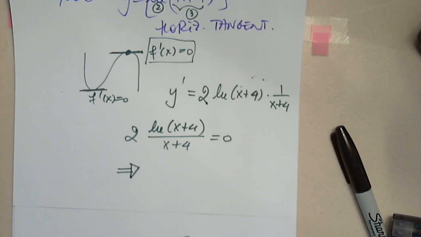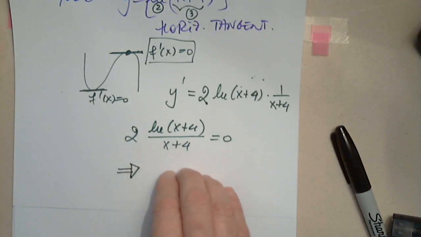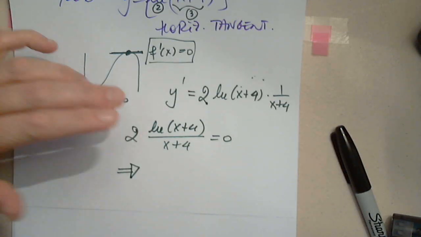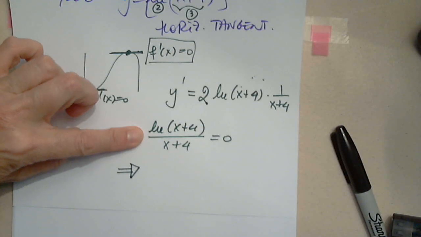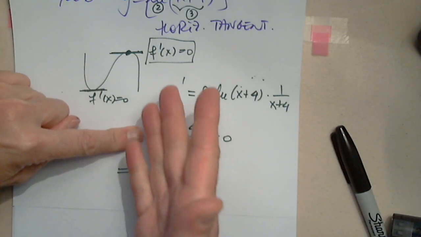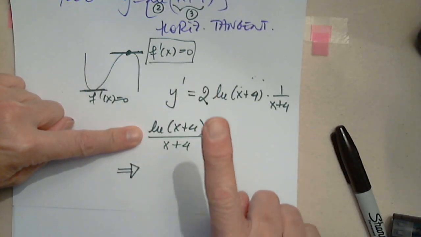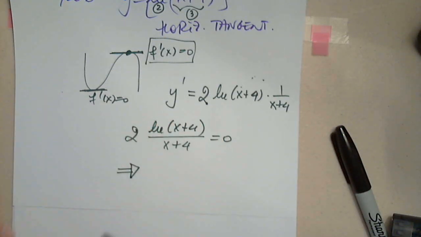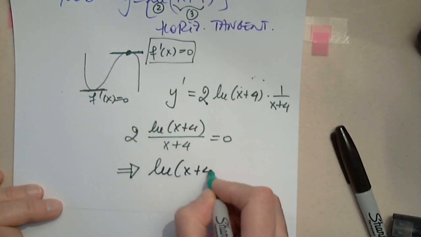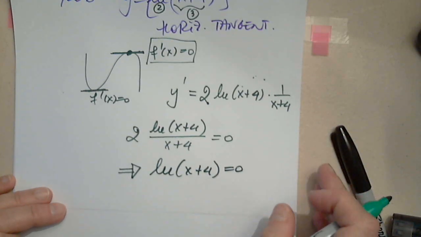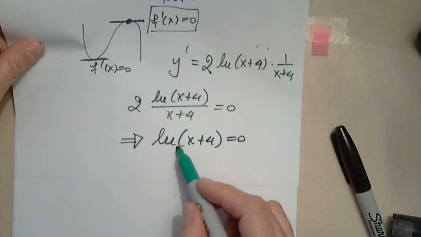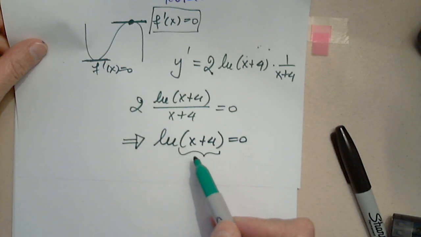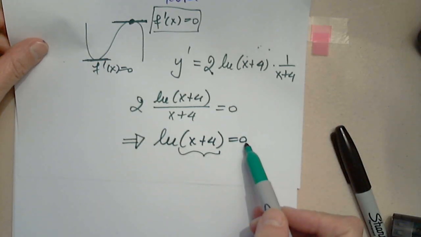How do I solve this equation? What do I have to write? Of course, there is no need to even look at 2. A fraction is 0 only when the numerator is 0. Very good. So the natural log of x plus 4 equals 0. And there is only one number that we apply natural log to get 0.